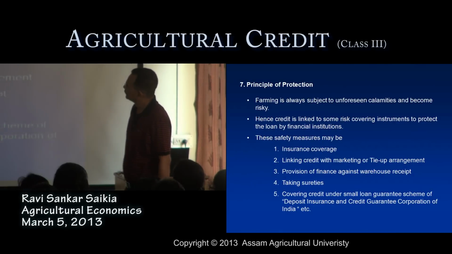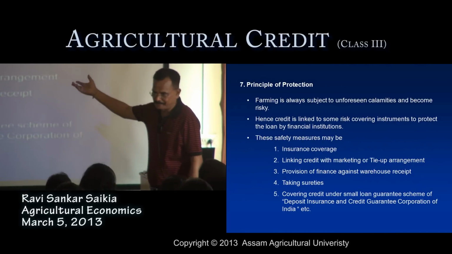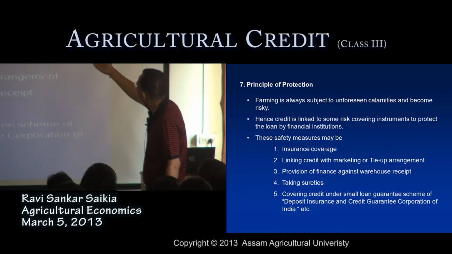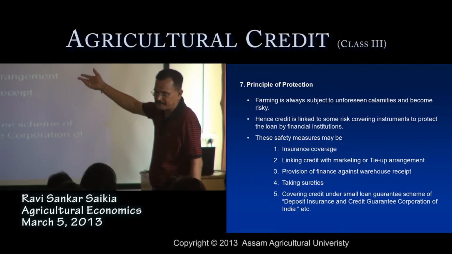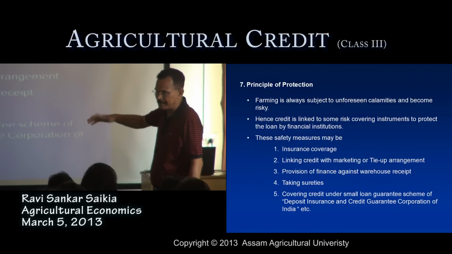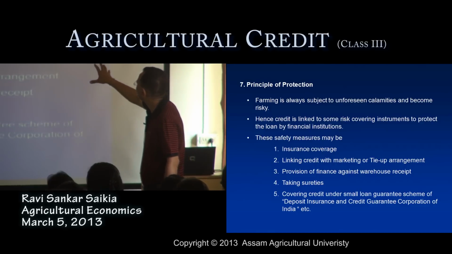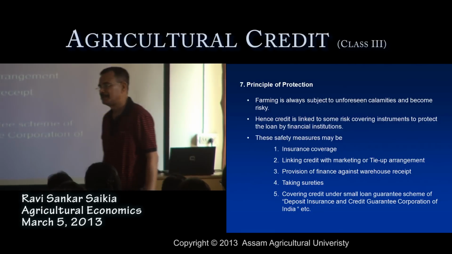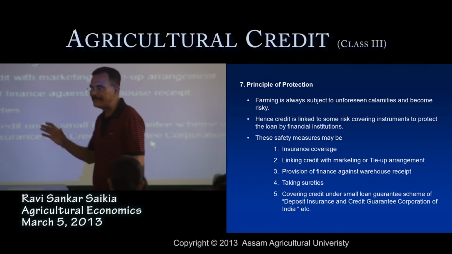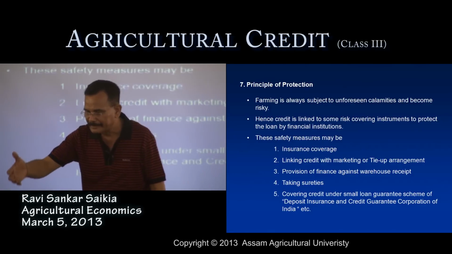And the seventh one, the last one, principles of protection. Farming is always unforeseen due to calamities, and generally becomes risky due to the high level of risks during different phases. Again, flood, drought, pests, diseases, all these things. So the credit is linked with some risk covering instruments to protect the loan by the financial institution. Financial institutions now, to protect the loan, generally try to link the credit, or the amount of loan, along with some risk covering instruments.